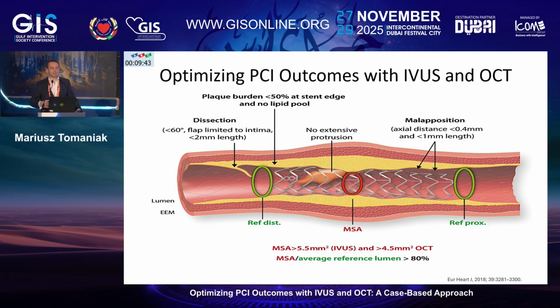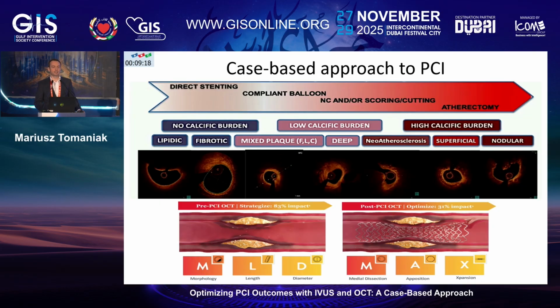Speaking of optimizing PCI outcomes with IVUS and OCT, we naturally want to have the edges of the stents in the healthy segment. We want to land with the stent within the area with plaque burden below 50%. We look at the malapposition, especially at the malapposition length. We want to have our stent expanded and achieve the MSA index to average reference lumen at least 80%, optimally 90%.